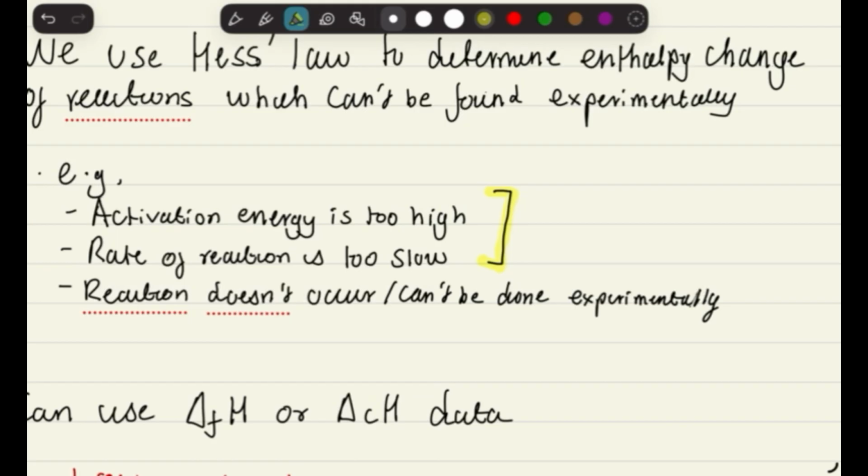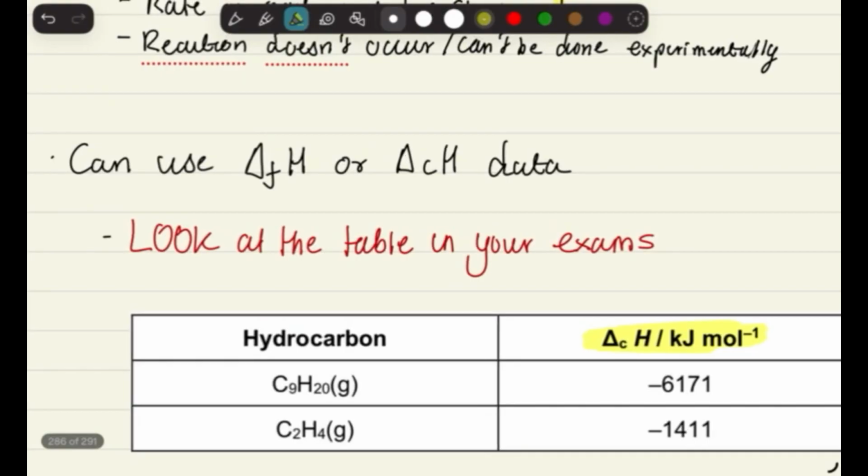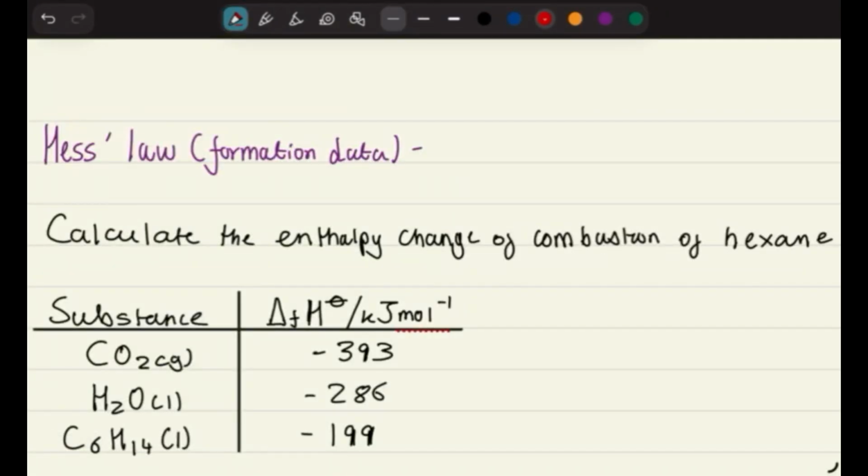If you're really stretching, reaction doesn't occur or can't be done experimentally would be another reason why we might use Hess's law. But really, what we're trying to say is activation energy too high, rate of reaction too slow. So, when we're doing Hess's law calculations, which we're going to get into in a second, you'll either be given enthalpy change of formation data, or you'll be given enthalpy change of combustion data. I just want to stress this right now. It's so pivotal that you look at what they're giving you in the table, because it will determine how you work out the question. It's about to be a bit long-winded, but we're going to get into it.